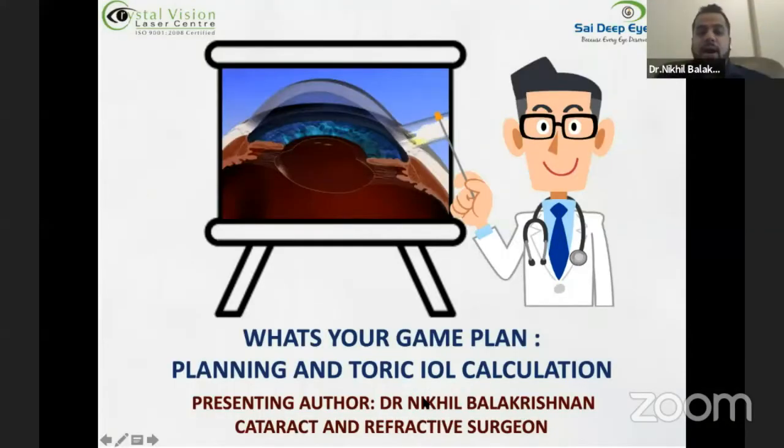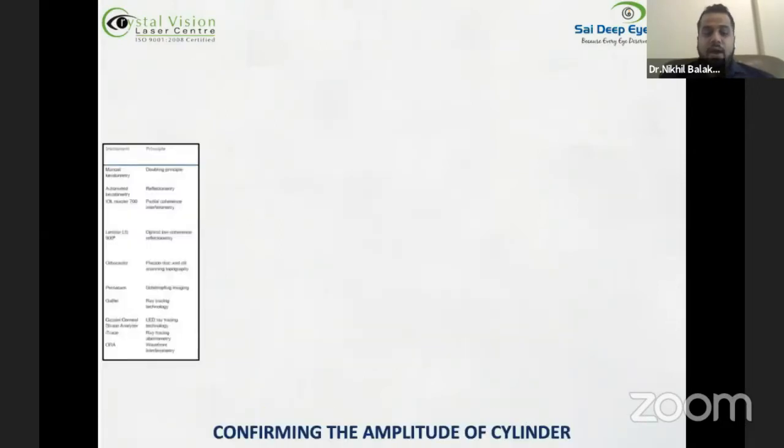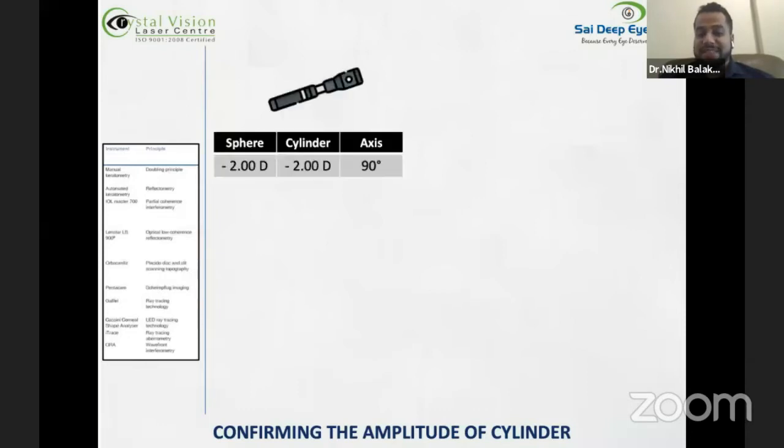Good morning, one and all. My topic for today is what's your game plan, planning and toric IOL calculations. Now, planning for a toric IOL calculation is the most important step before we go ahead and actually implant one. The first thing that we all need to do is to confirm the amplitude of the cylinder.